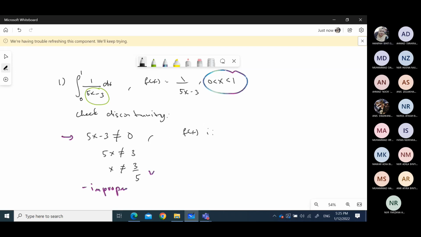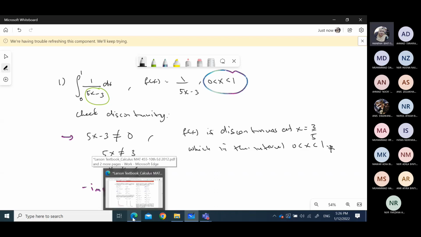f(x) is discontinuous at x equals 3/5, which is in the interval 0 to 1. Interval 0 to 1. So this is the reason. Jelas? Soalan ni dia minta you jelas nyatakan proper ataupun improper. Okay, very good.